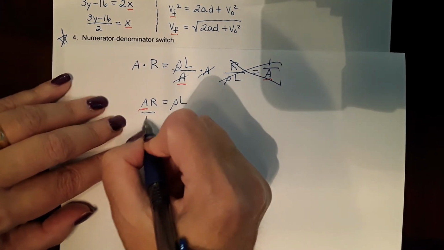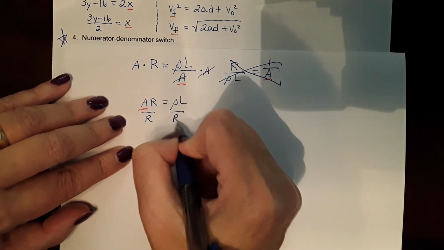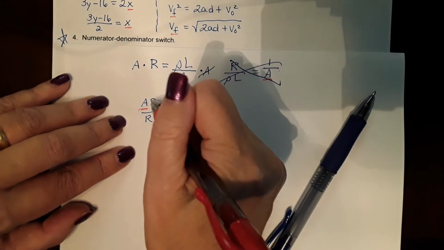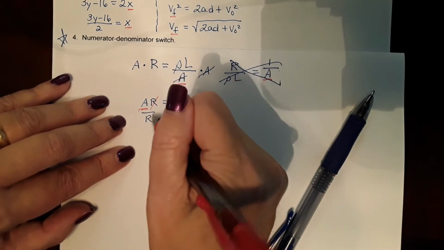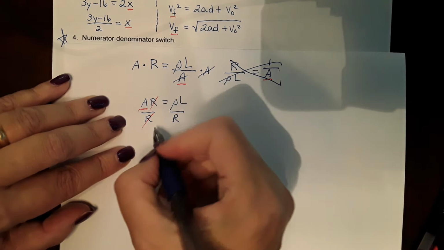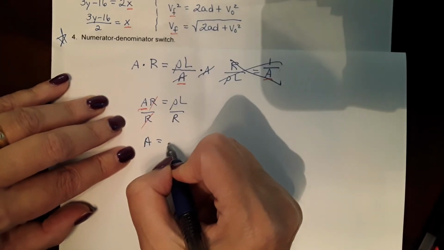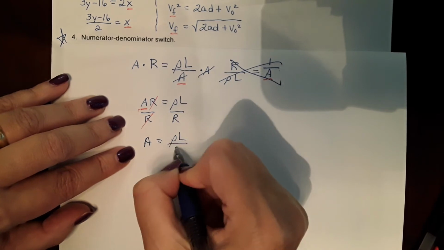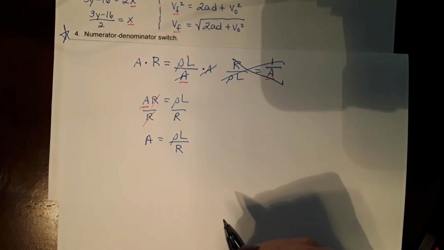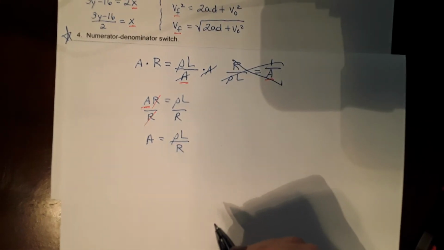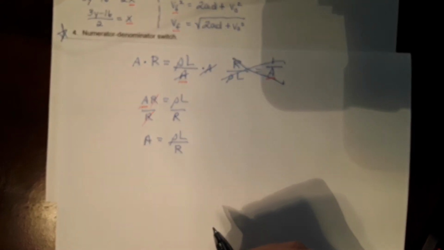So we're going to divide both sides by R. This is what your algebra teacher showed you to do. And then these two cancel out, and that leaves you with A equals ρL over R, which is correct. But I want you to notice something.